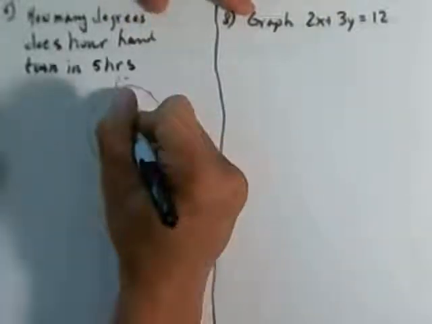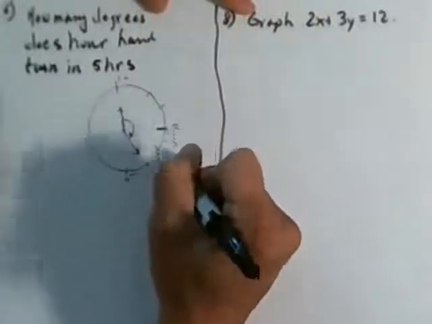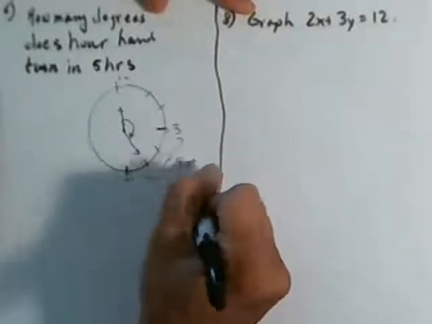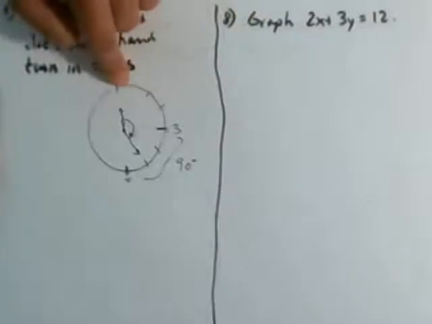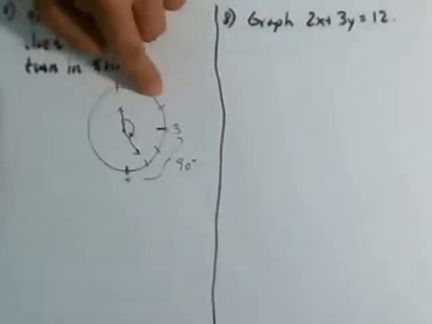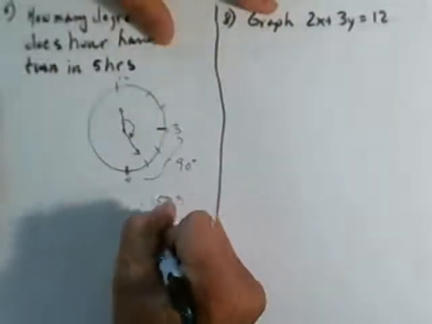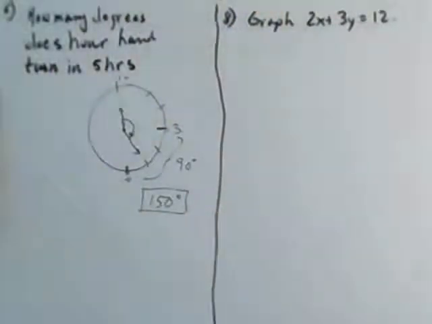Well, we know that from 12 to 3, or from 3 to 6, it's going to move a total of 90 degrees. So each hour is going to move 30 degrees. So 30, 60, 90, 120, 150. That's how much the hour hand moves, 150 degrees.